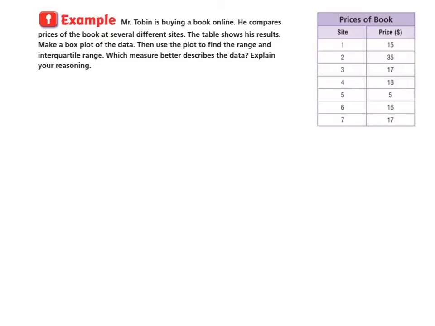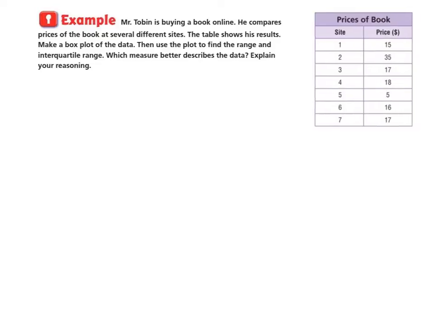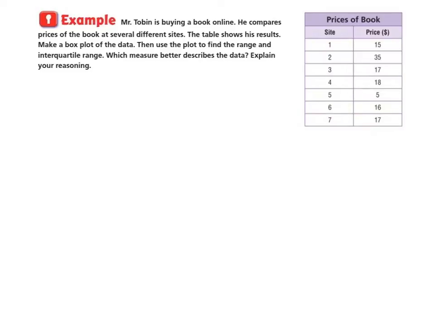Okay, here we have our last example problem. Mr. Tobin is buying a book online. So maybe he's on Amazon trying to find a book. He compares prices of the book at several different sites. So maybe he checked out eBay, Amazon, Barnes & Noble, I don't know, other book sites. The table shows his results. So for site 1, the book was $15. Site 2, $35, and so on and so forth.